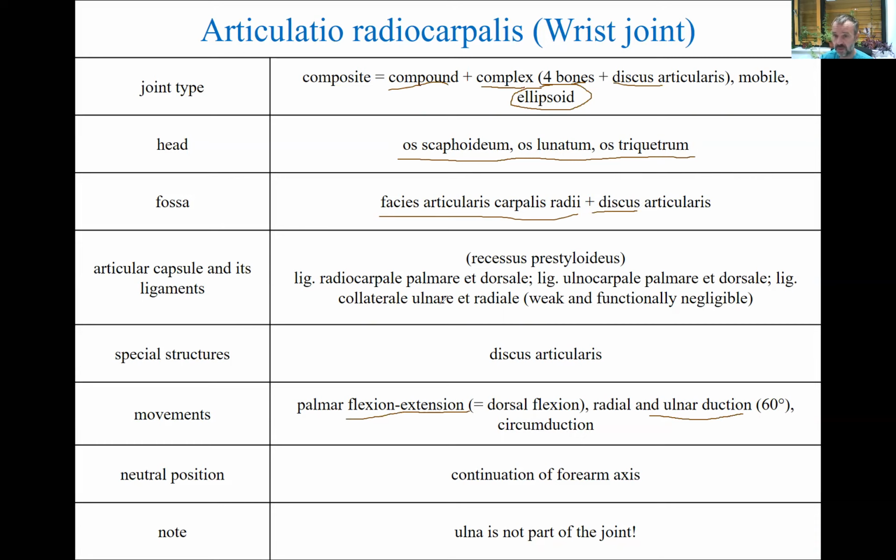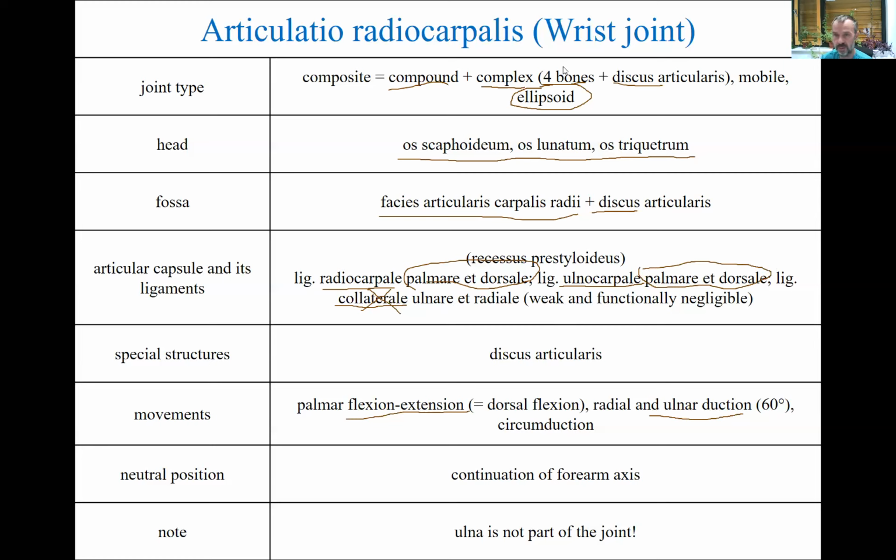Are there some ligaments? Yes, there are, and you can see which. They are very weak and negligible collateral ligaments. So these we can skip as they exist there just as thin remnants. But then we have thick ulnocarpal and radiocarpal ligaments on both sides. So palmar and dorsal, radiocarpal and ulnocarpal.